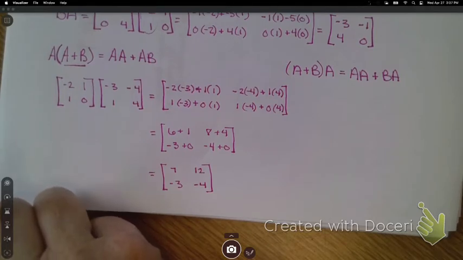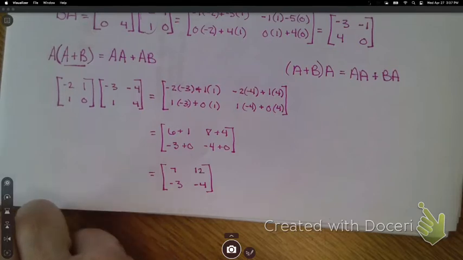We only have one more example. It's the identity matrix.